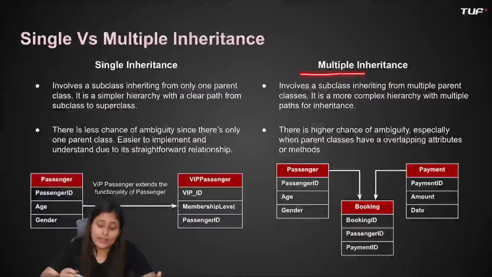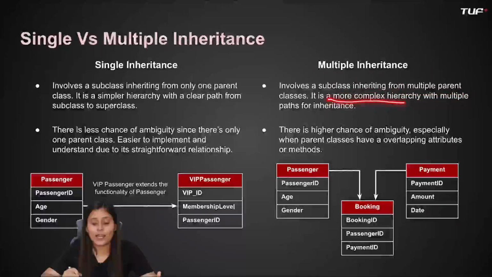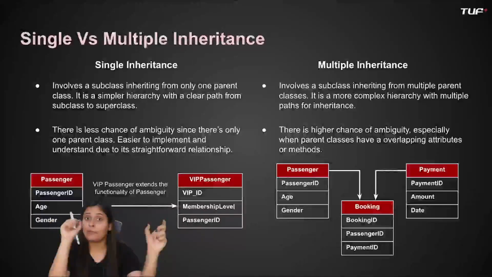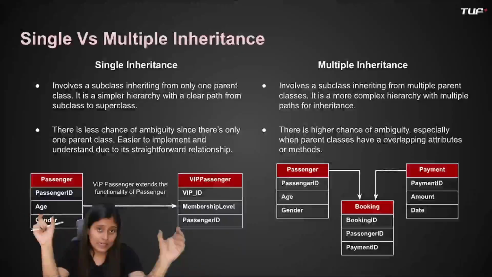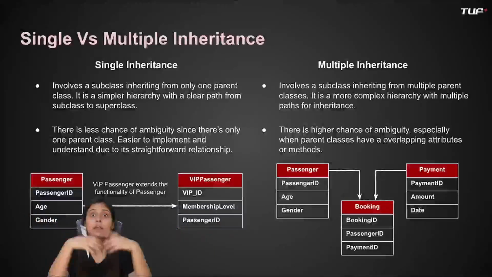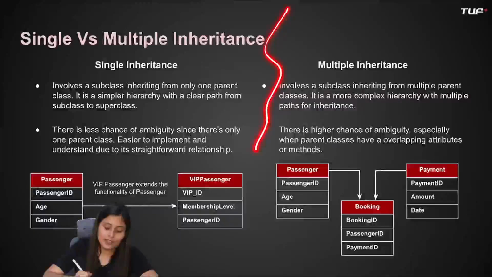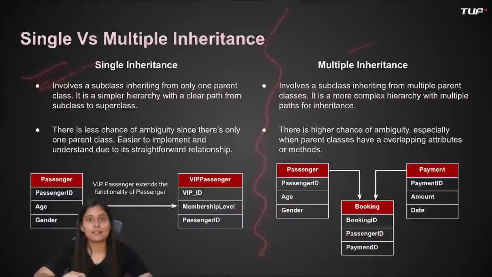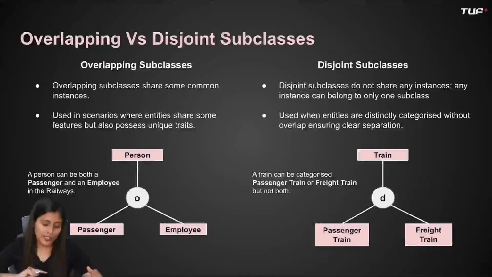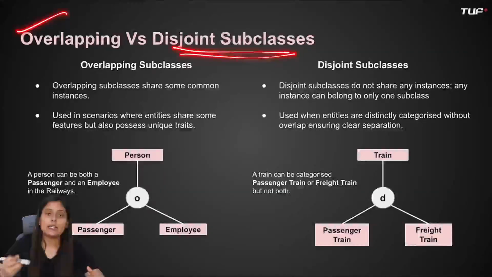Multiple inheritance involves a subclass inheriting from multiple parent classes, and it is a more complex hierarchy with multiple paths for inheritance. There is a higher chance of ambiguity, especially when parent classes have overlapping attributes or methods, like attributes or methods with the same name. If they are there in the parent classes, then the child class will obviously get confused about which name or attribute it needs to take. That causes the ambiguity problem in multiple inheritance. That was the basic difference between multiple inheritance and single inheritance. I hope you understood. Now let's move on to another topic, which is overlapping versus disjoint subclasses.